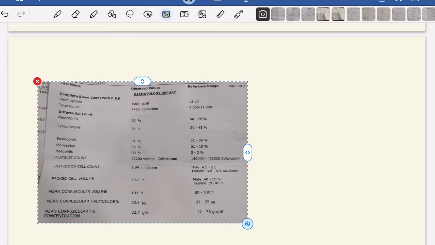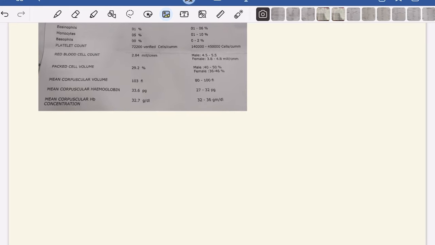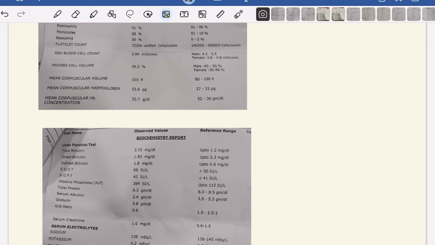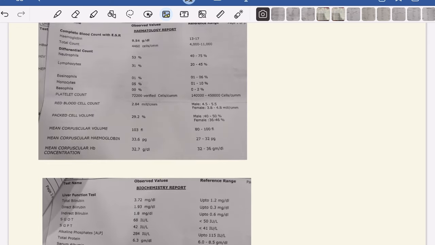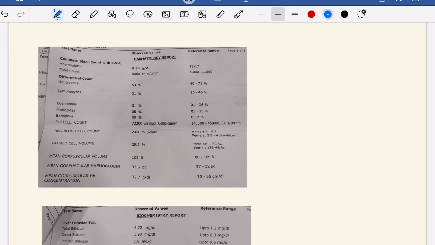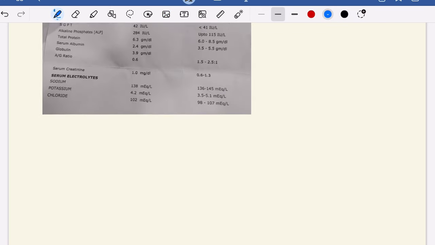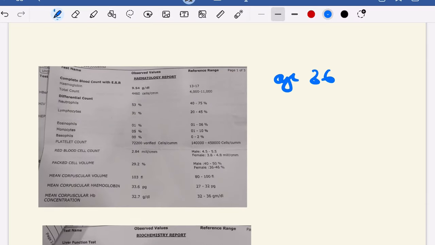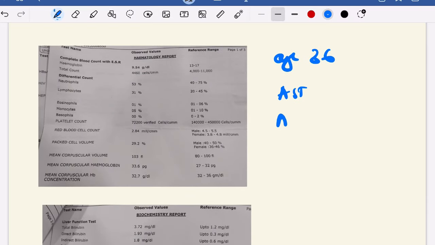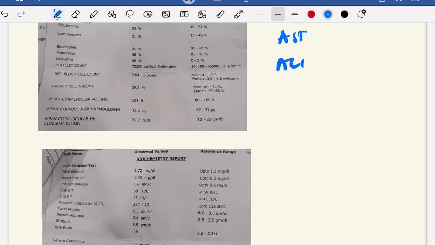This is the CBC of a patient to look for platelet count, and this is the LFT. What we need is the age of the patient, which is 36. What are the parameters we need? Age, AST and ALT. AST is 68, ALT is 42, and platelet count is 72,000. We need that much only.